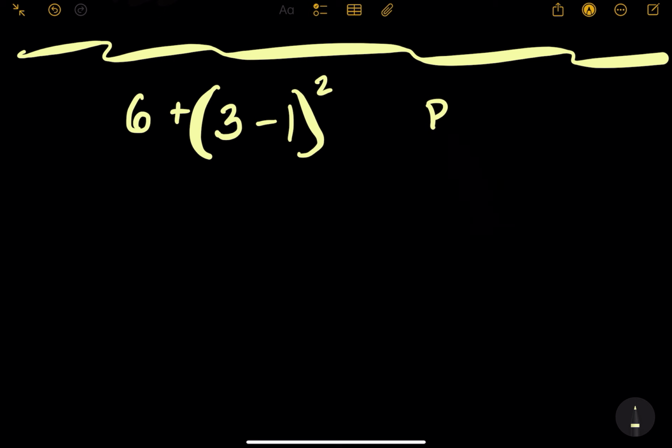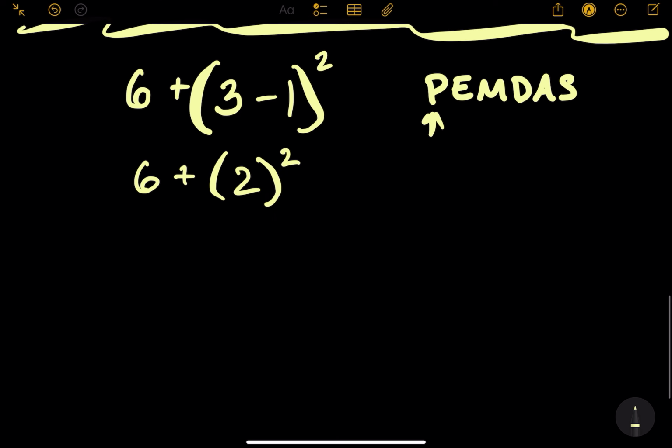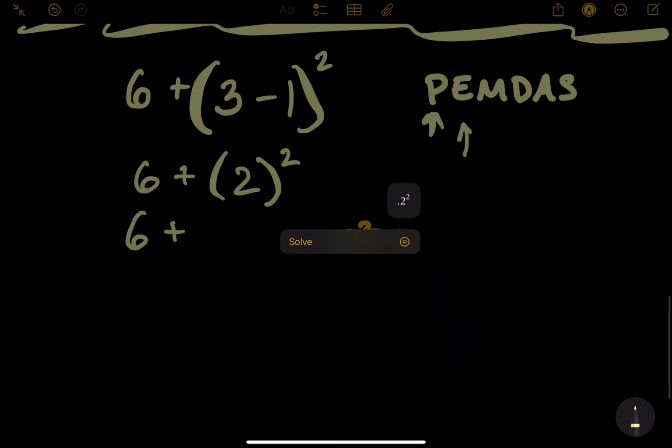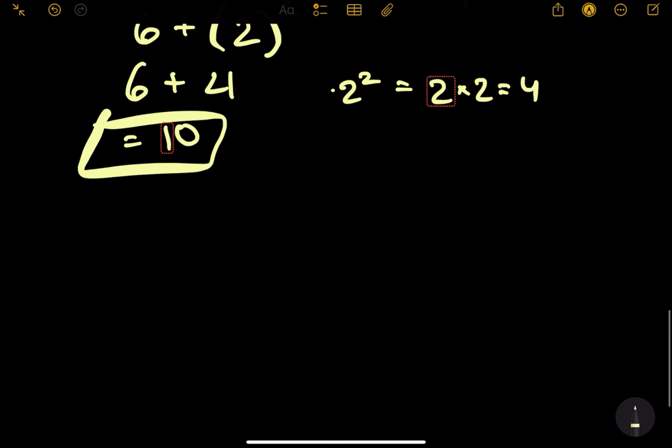So first is PEMDAS. We have the parentheses. Next is 3 minus 1. So 6 plus 3 minus 1 gives us 2 squared. Next is the exponents. So 6 plus 2 squared. 2 squared is the same as 2 times 2, which gives us 4. So 6 plus 4 gives us 10. So our answer is 10.